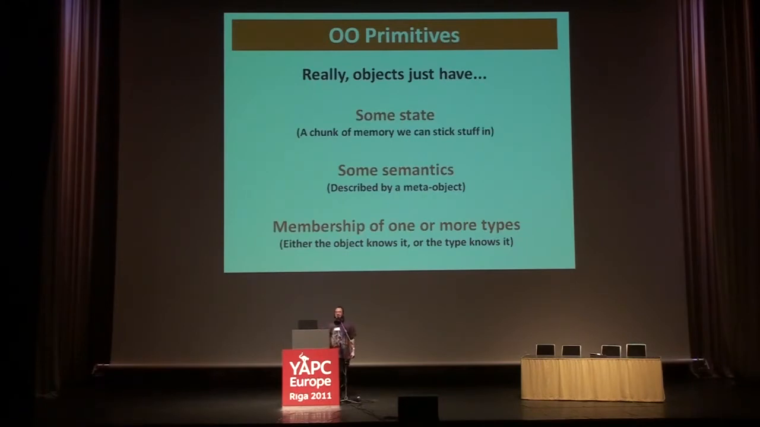So essentially, from that, you can derive a set of OO primitives. You can say, well, we need some kind of state. We need some kind of way of defining semantics. And we need some notion of membership of one or more types. And every kind of object has this.